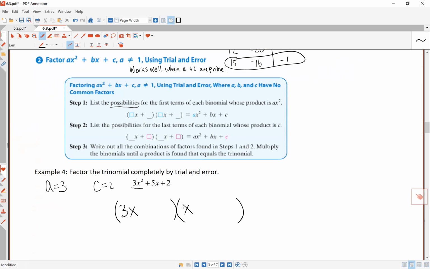Because it's prime, one possibility. Now we list the possibilities for the last terms of each binomial whose product is c. Because this is a 2, we can have plus 2 and plus 1, or we could have 3x plus 1 and x plus 2. Both of those two factorizations would lead us to 3x squared and the 2 on the end. We're just trying to find the one that leads us to 5 in the middle.